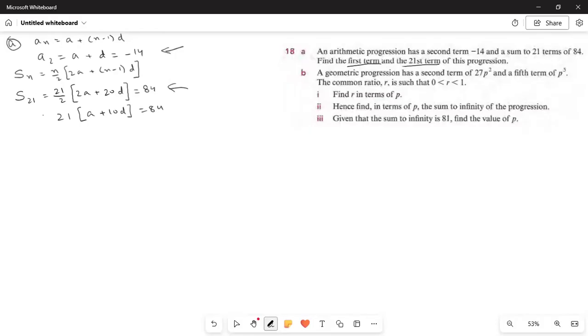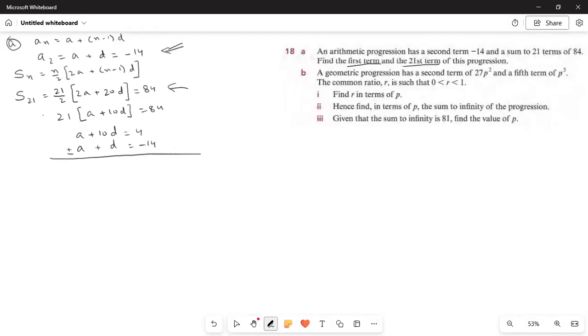And if I divide 84 by 21, I will have A plus 10D equals 84 over 21 is 4. Okay, A plus 10D is equal to 4. Okay, so this is one equation, and the other equation is A plus D is equal to minus 14. Remember this equation. Okay, so let's subtract one equation from the other.